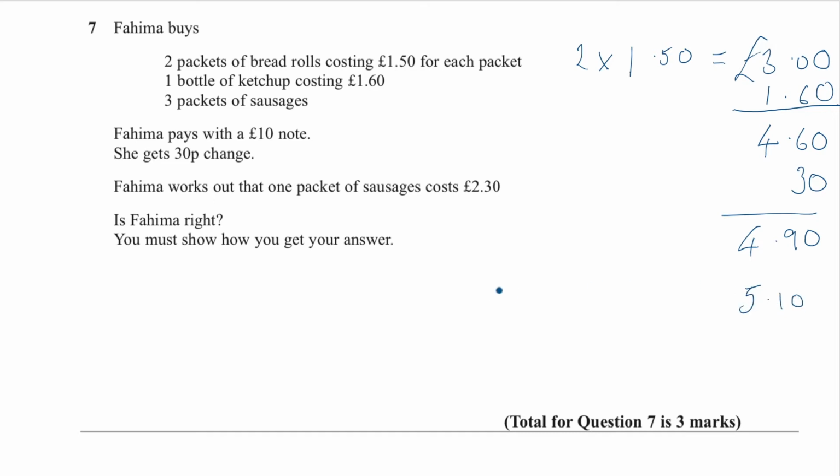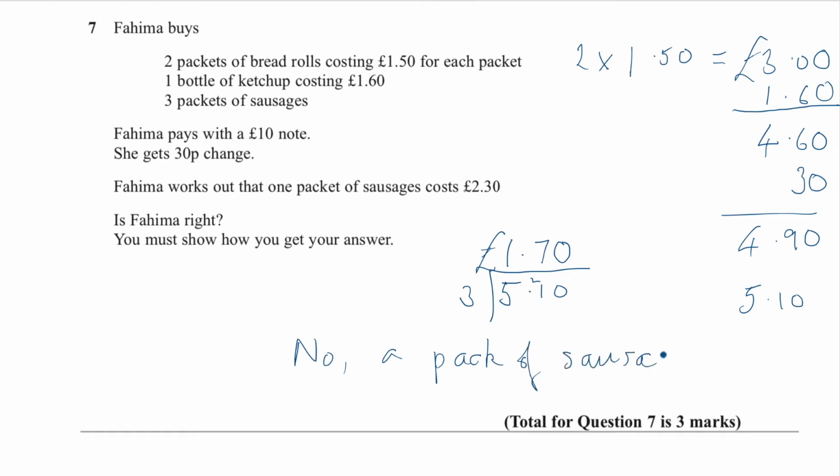So I'm going to do the working out over here because there were three packets of sausages. We've got to divide £5.10 by three. 3 goes into 5 once with two left over, which goes with that one. Don't forget the decimal point there. So we've got how many threes in 21? There are seven. How many threes in zero? That's zero. So that is £1.70 per pack. We have to answer the question, is Fahima right? No. A pack of sausages costs £1.70.